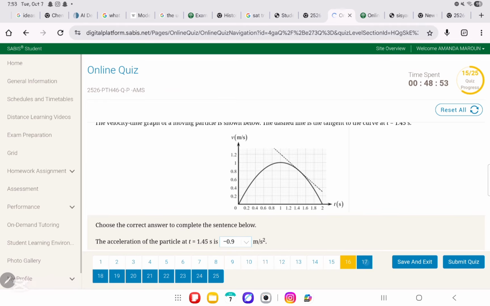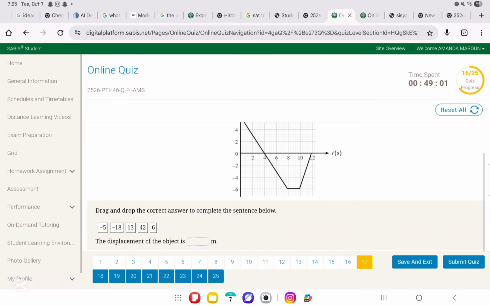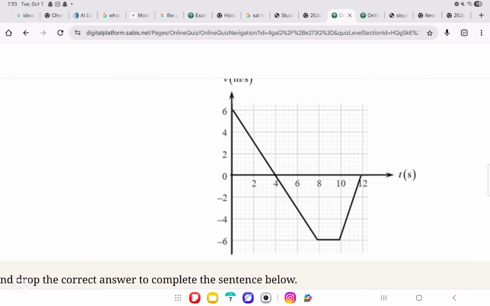Question number 17, very nice question. They want the displacement of the object, knowing that it's a velocity time graph. So we need to find, actually a very important question, area 1, and we also have to find area 2. And using these two, we need to add their areas.